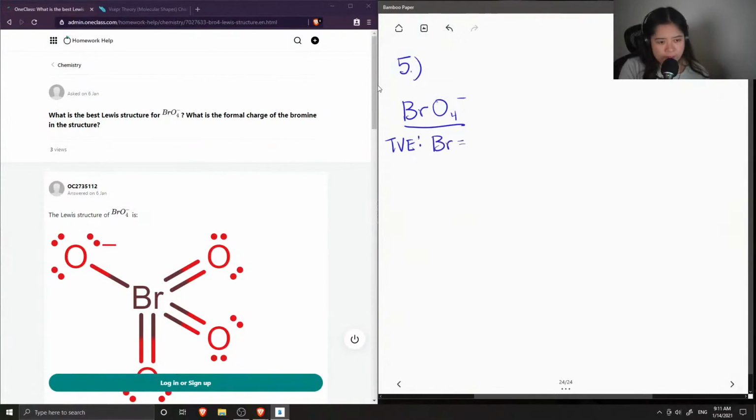Bromine contains 7 valence electrons, and oxygen contains 6, and there are 4 oxygen atoms, so we multiply this by 4. And finally, since the overall ion has a -1 charge, we're going to add an additional electron to our count. And this gives us a total of 32 valence electrons.